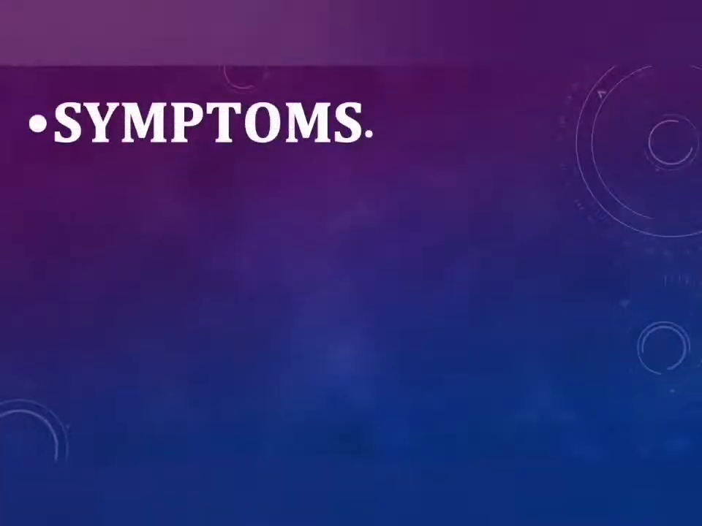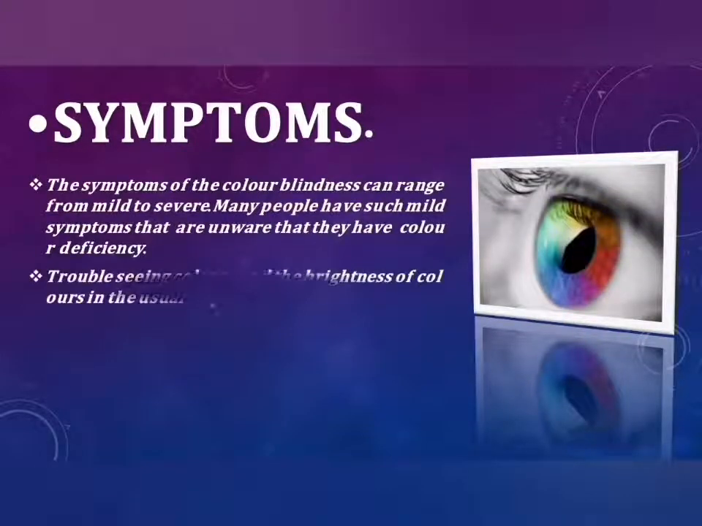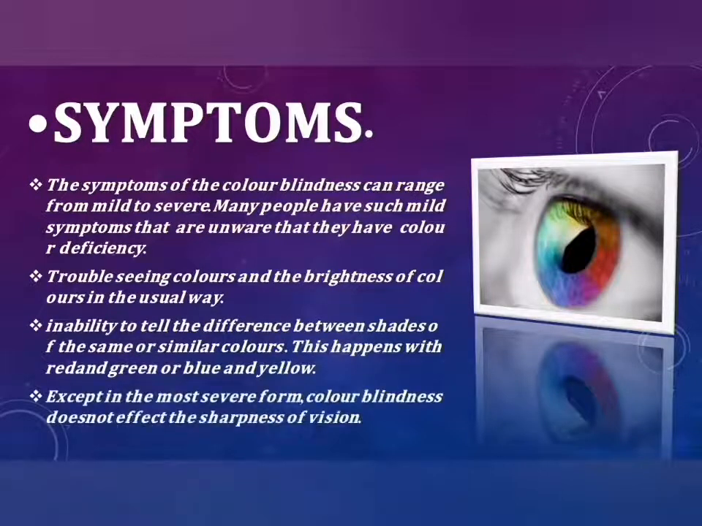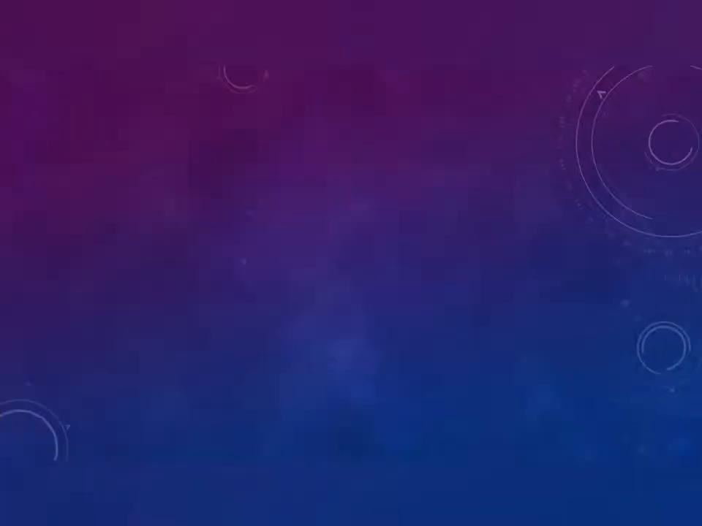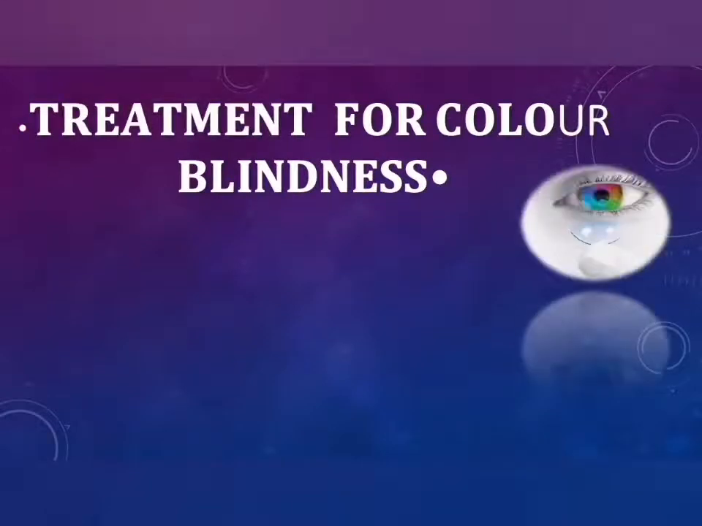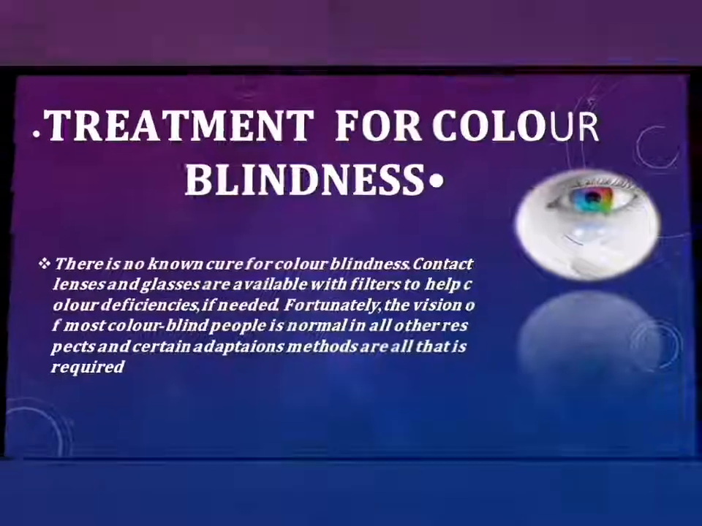Symptoms. Trouble seeing colors and the brightness of colors in the usual way. Inability to tell the difference between shades of the same or similar color, except in the most severe form. Color blindness does not affect the sharpness of vision. Treatment for color blindness. There is no known cure for color blindness. Contact lenses and glasses are available with filters to help color deficiency if needed.